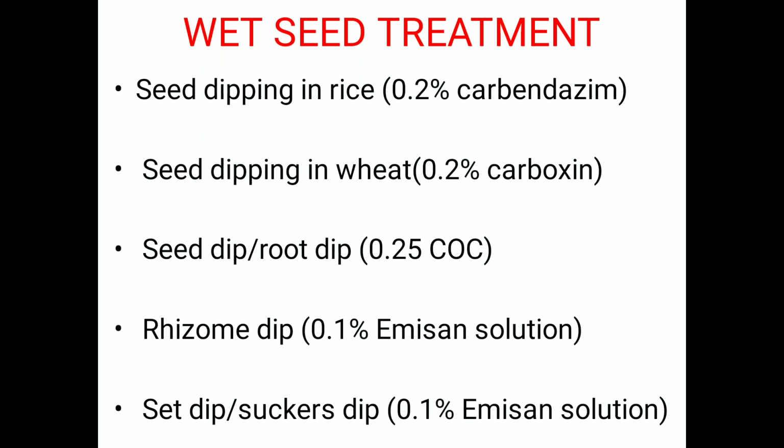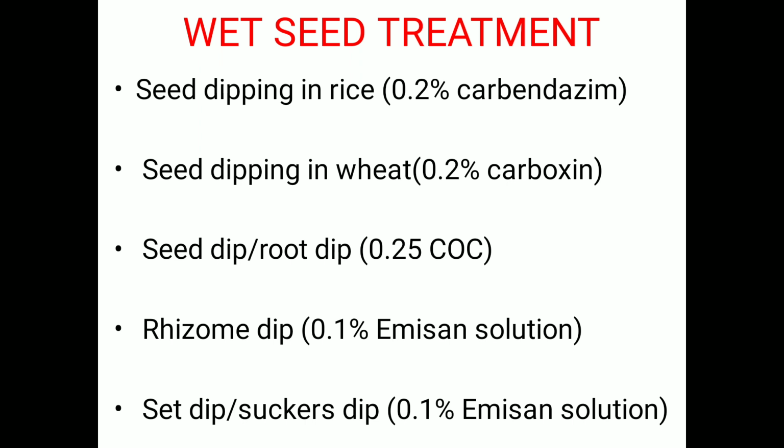Keep the seeds as they are in the carboxin solution for a period of 10 minutes. After those 10 minutes we remove the seeds, dry them in shade and then use them directly for sowing. Such a carboxin treatment is used to avoid the infection of loose smut of wheat, which is caused by the fungus Ustilago tritici.